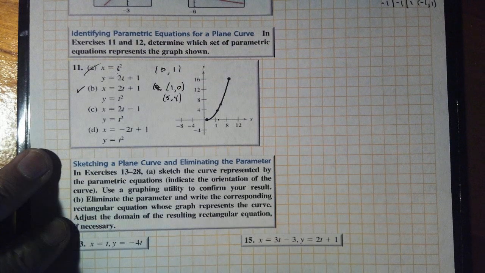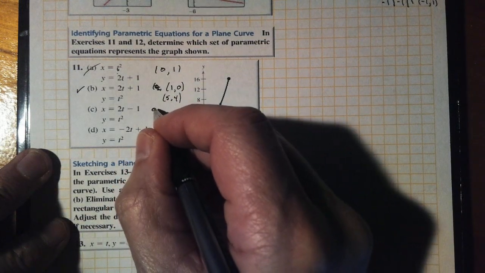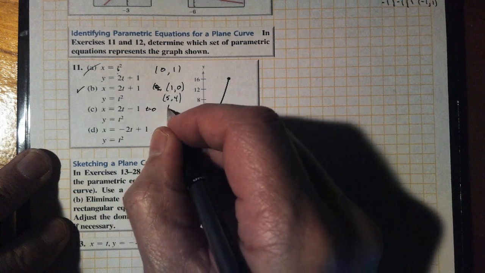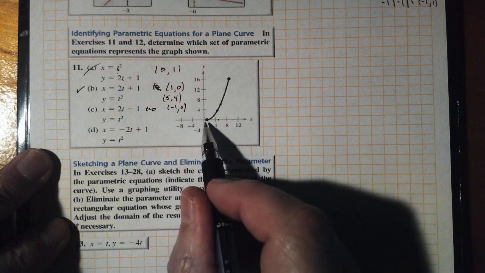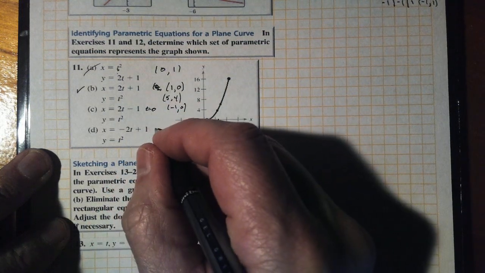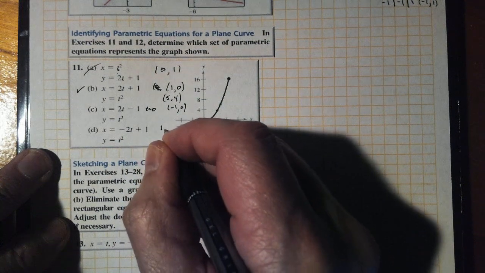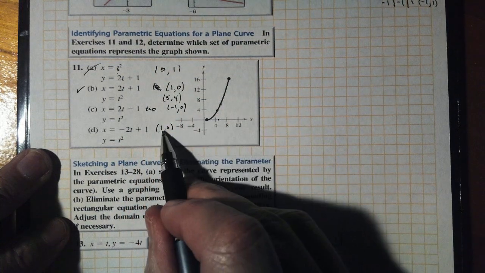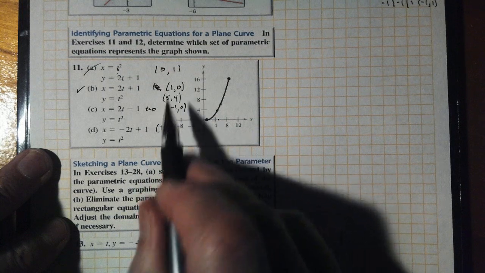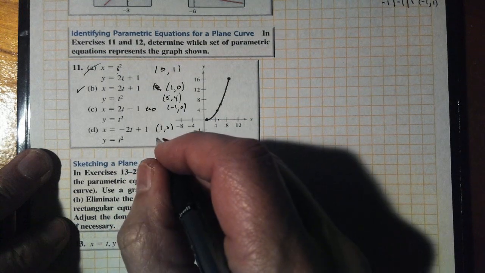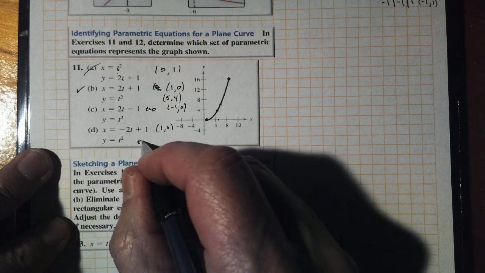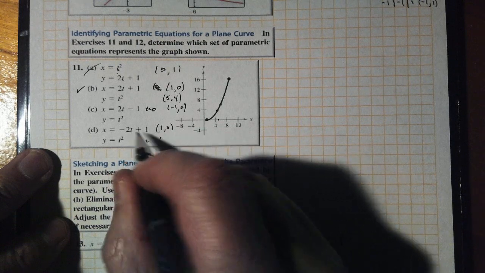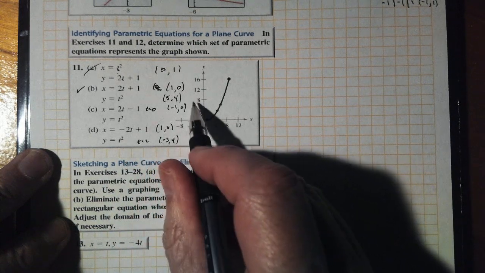So this one is in the running. So let's go 0. If t is 0, I get (-1, 0), definitely not on the graph. And if t is 0 here, I get 0 plus 1. I get (1, 0), so that could be problematic for us because that one works as well. If I put in 2, let's say, t is 2, I get (-3, 4), and (-3, 4) is not on, so out, it must be B.